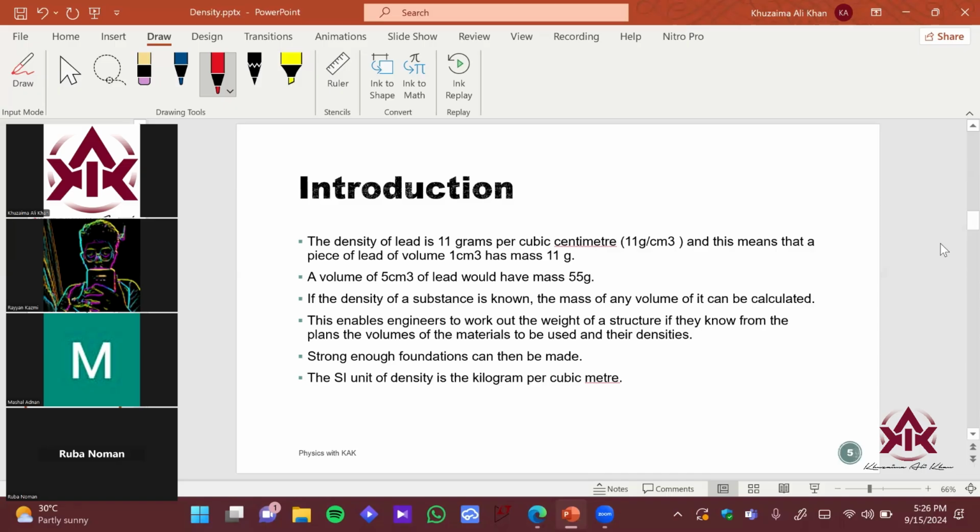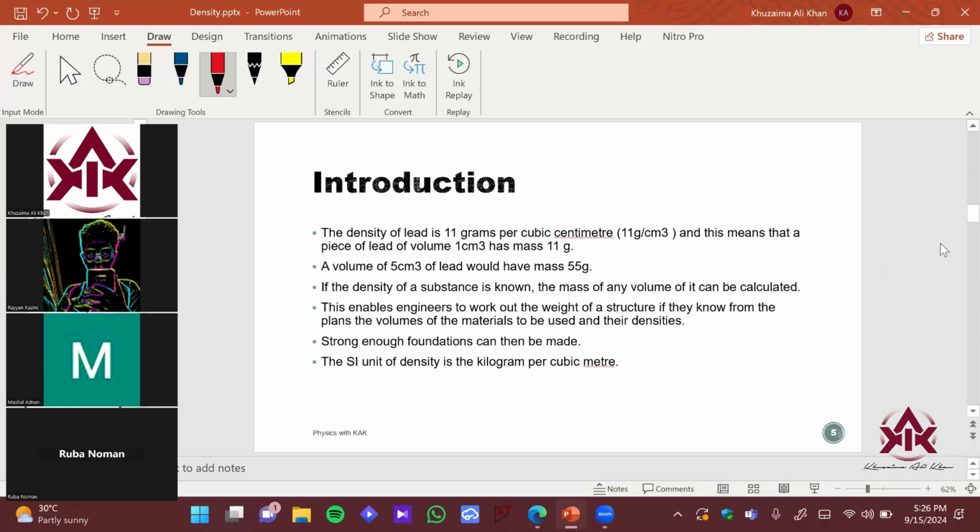Sir, they're telling us that the density of lead is 11 grams per cubic centimeter, which means that if we have a piece of lead of volume 1 centimeter cube, that piece of lead will have mass 11 grams. And if we have a piece of lead of volume, for example, 6 centimeter cube, it would be 66 grams. Okay, ठीक है. So this shows us if the density of a substance is known, the mass of any volume of it can be calculated. Okay, good overall. ठीक है, सही है.